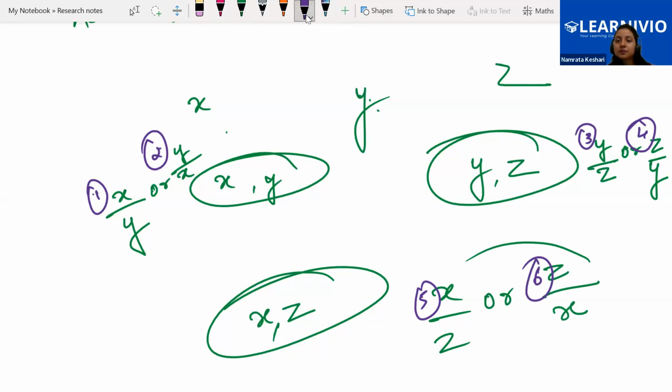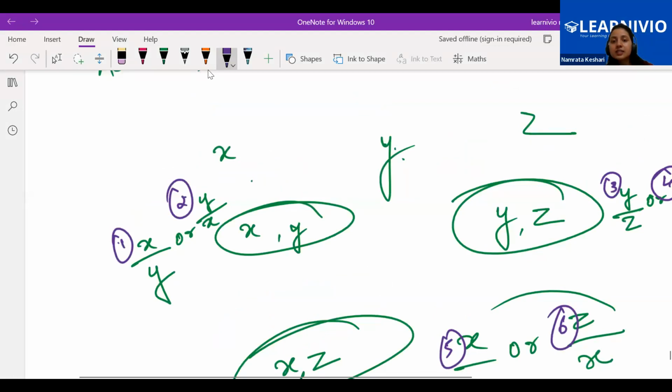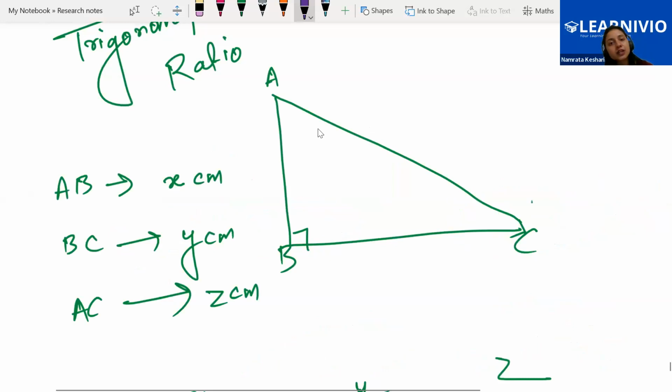Yes or no? And in these trigonometric ratios, we will be seeing that total 6 ratios are there. What are those? We will be talking about that over here. Okay. So if anytime it comes in your mind why only 6 ratios are there, it is because total 6 possibilities are there. Okay, and let's discuss those 6 ratios.